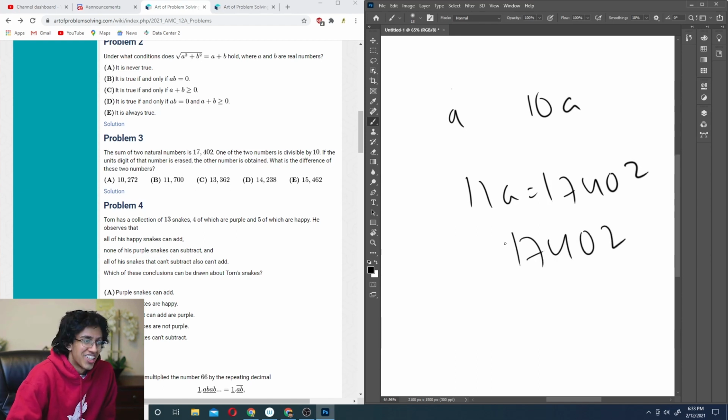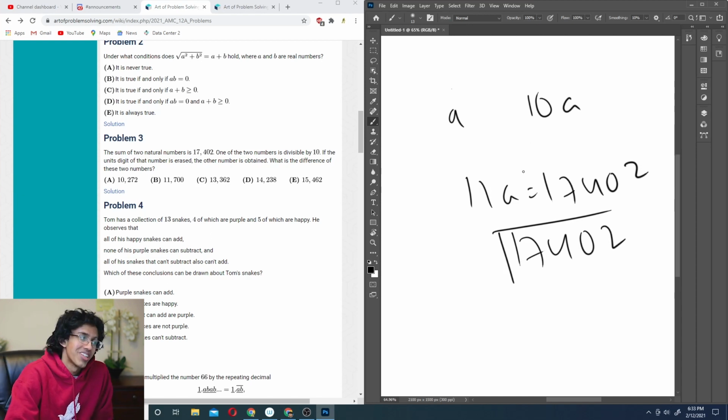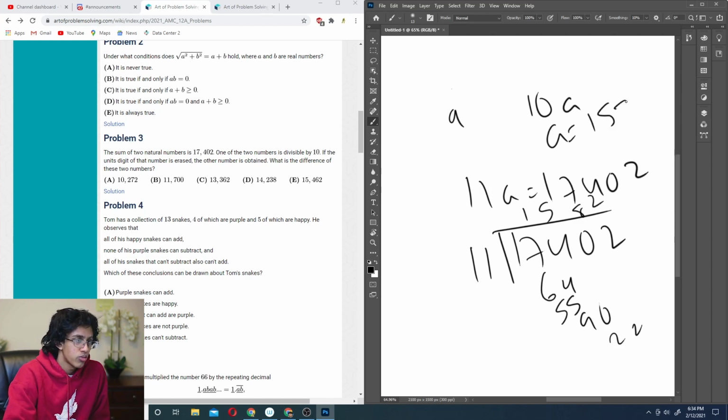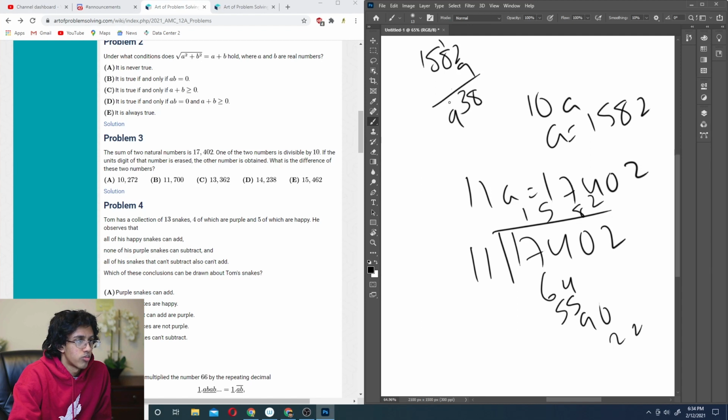Dude, this one took me so long. I don't know why, but for some reason it took me so long to realize that this was a thing. I did some random stuff with digits and stuff. I don't even know what I did. Okay, so divide this by 11. 1, 6, 4, 5, 5, 5, 9, 0, 8, 1, 2. So A is equal to 1582, right? So essentially we just times 9 this, so 1582 times 9, and then 14238, which is D, very cool.